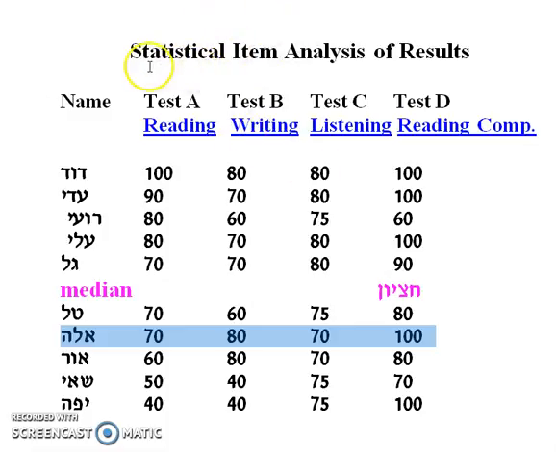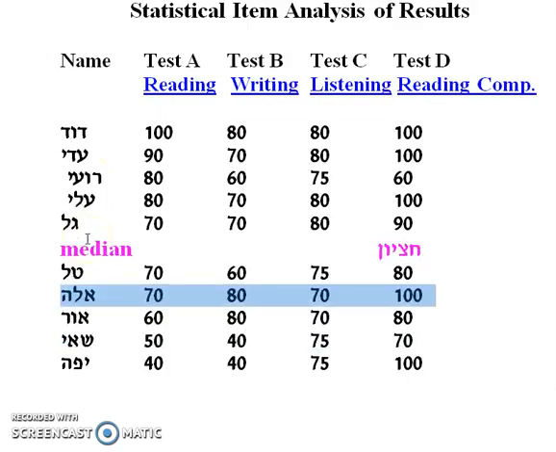Let's say that I have 4 tests during the semester. One is in reading, one of them is in writing, one of them is in listening, and one of them is in reading comprehension. And we have 10 students. We have David, Adi, Ro'i, Ali, Ellie, right? And here we have 10 students, and the first test, I put the scores according to order.